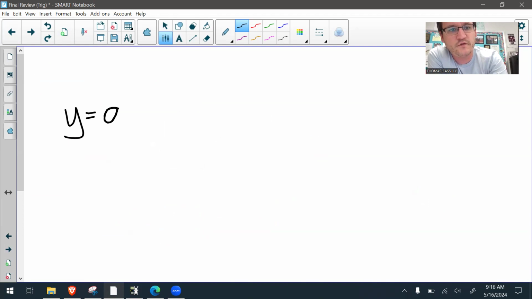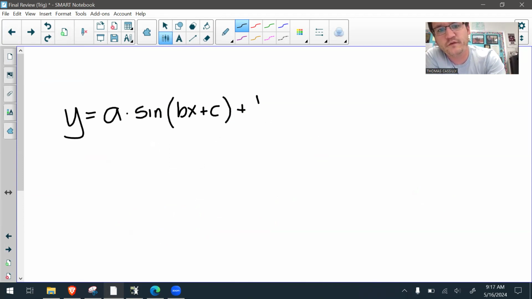The generic formula was a times, I'm just going to use a sine, right? A times the sine of, then we had bx plus c, and then plus d. And I guess I should really say plus or minus on both of those, because the plus, whether it goes up or down or what have you. These could be cosines, they could be tangents. It's going to follow the same kind of idea here.